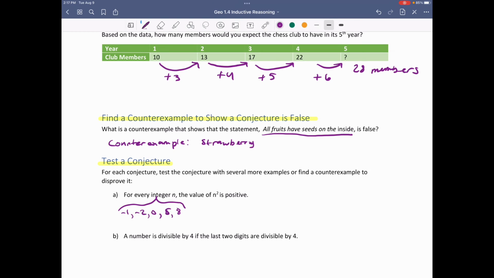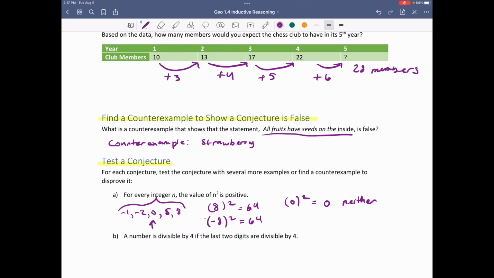So if we take the square of a positive integer, that's a positive number. And if we take the square of a negative number, that will also be a positive number. However, if you remember, there is 0 on our number line. If we take the square of 0, that will be 0, and that is neither positive nor negative. So this statement is false.